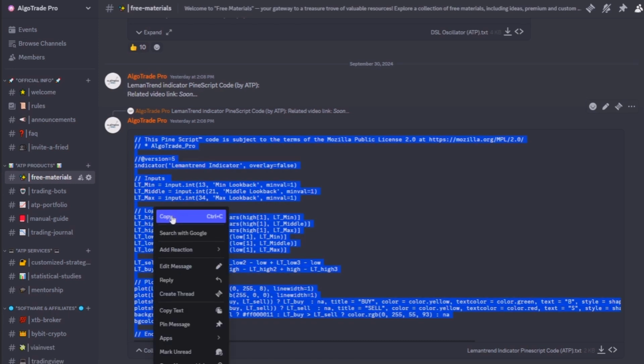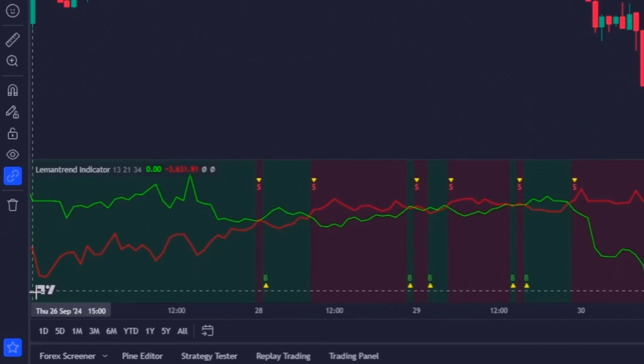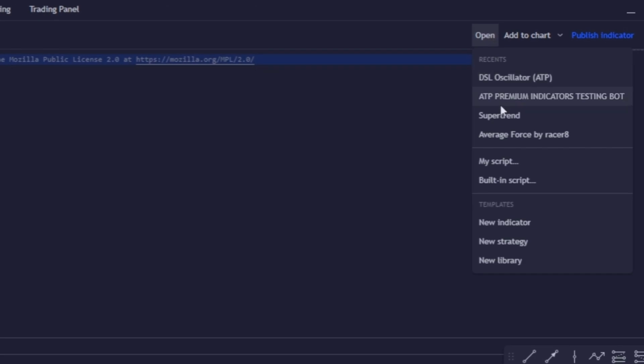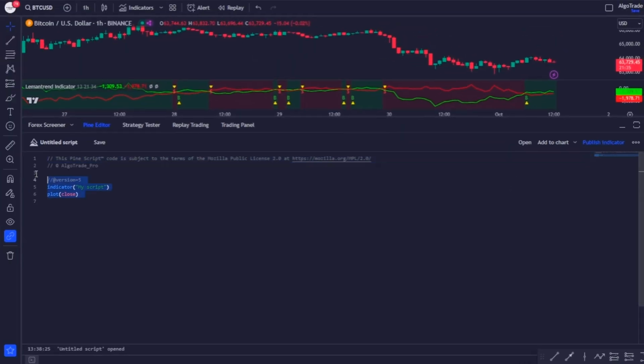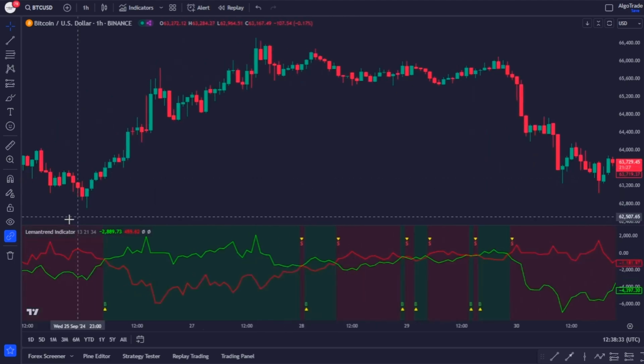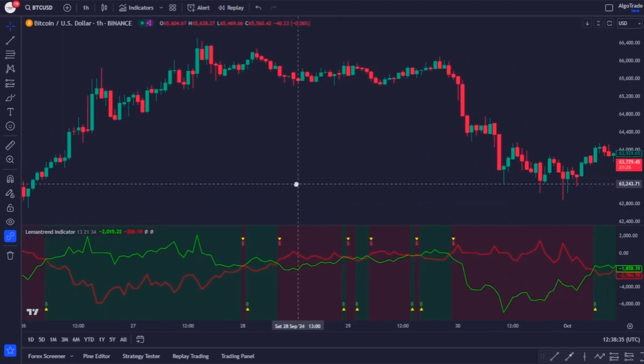Open up the note, copy the code and then on TradingView click on the Pine editor, then on Open, select New Indicator, paste the code and save it. Finally, click on the Add to Chart option and that's it. Now you have my Leman Trend indicator on your charts.